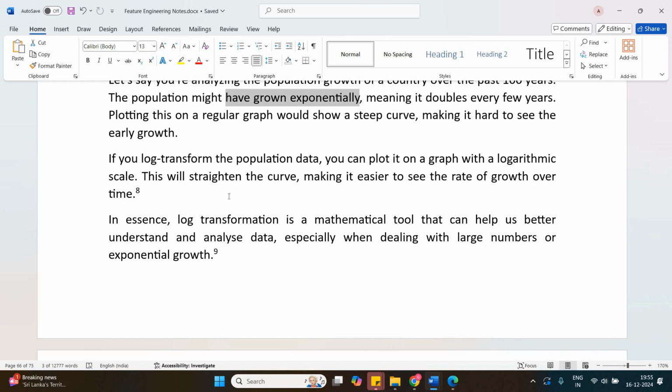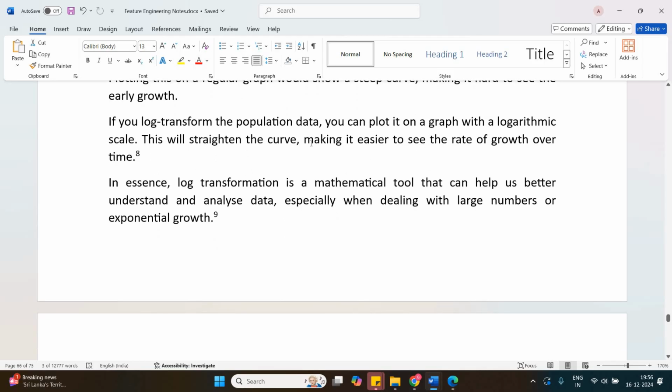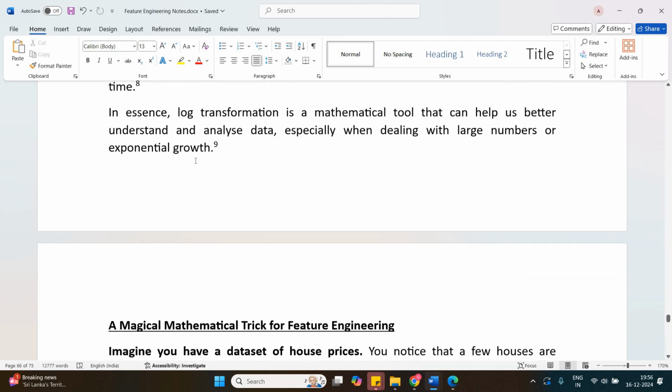You know the anti-log. If you have studied maths, there are two concepts, log and anti-log. Log means a magnifying glass, to make the bigger things smaller and the smaller things bigger. But if you take the anti-log, you get the original values back. That way you will be able to calculate what the actual growth was. So if you use the logarithmic scale, then it will straighten the curve, which will make it easier to see the rate of growth over time.